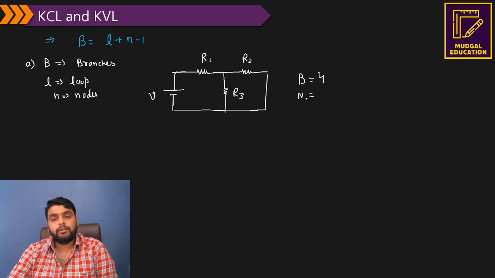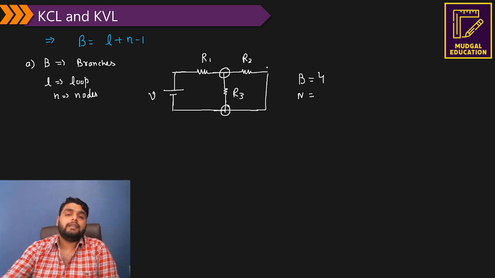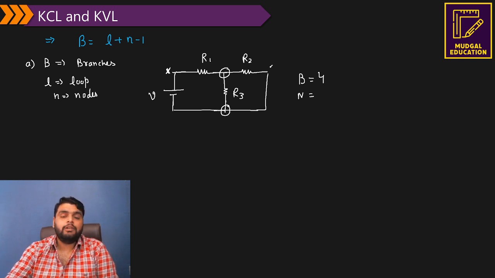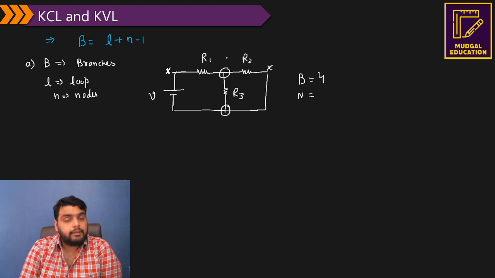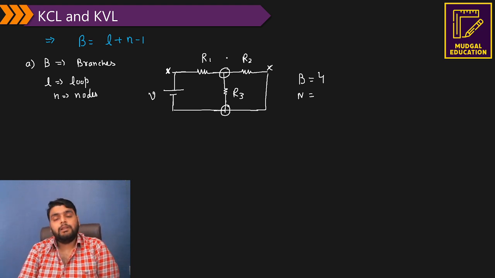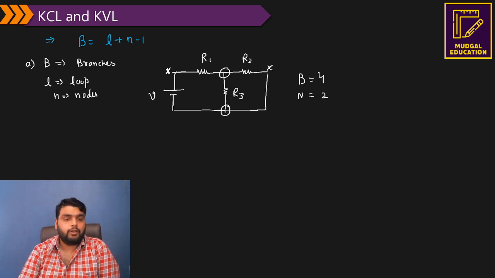How many nodes are present here, or how many loops are there? If I say how many nodes are present here, this is one single node, this is a second single node. Now you will say, sir, can we take a simple node also? No, we cannot take a simple node while using this formula. You have to take a principal node only. So if you take a principal node, or you can say a junction, how many nodes are present here? We have 2 nodes present here. Any doubt here?